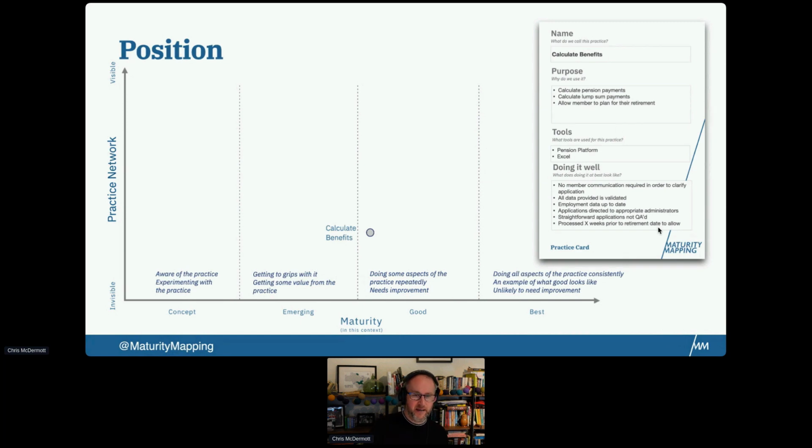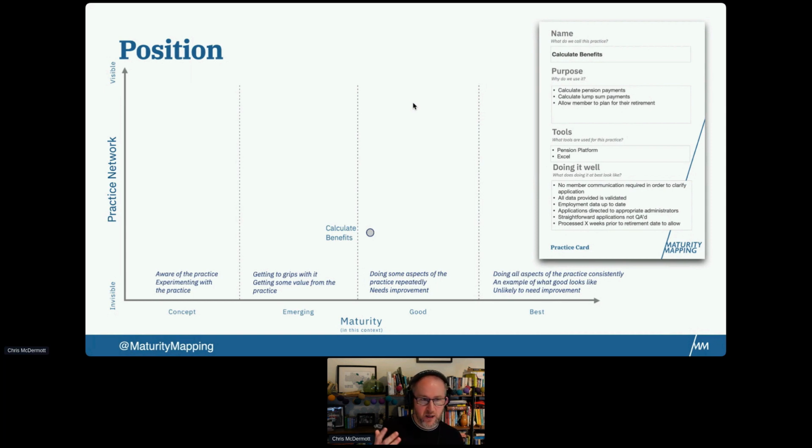So then in mapping, and here's that practice card that I showed you a second ago, we can take a practice from our practice network that we've established and say, where do you believe this practice should exist? I.e., the way you have described what doing it well looks like, what good looks like, how would you evaluate what you believe doing it well looks like against where it fits on the X-axis?